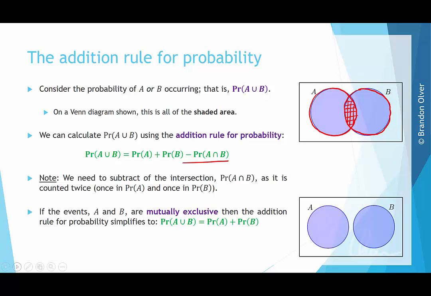If the events A and B are mutually exclusive, then the addition rule for probability simplifies to the probability of A union B is equal to the probability of A plus the probability of B. And this is because their intersection is the null set. There's no elements common to them. There's no overlap on our diagram. So the probability of A intersect B is 0, so there's nothing to subtract off.